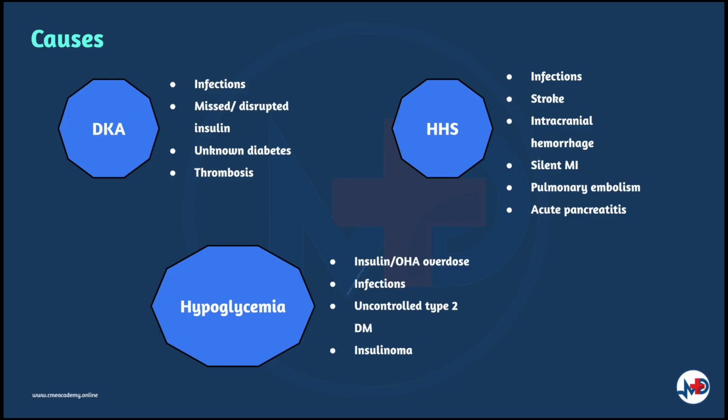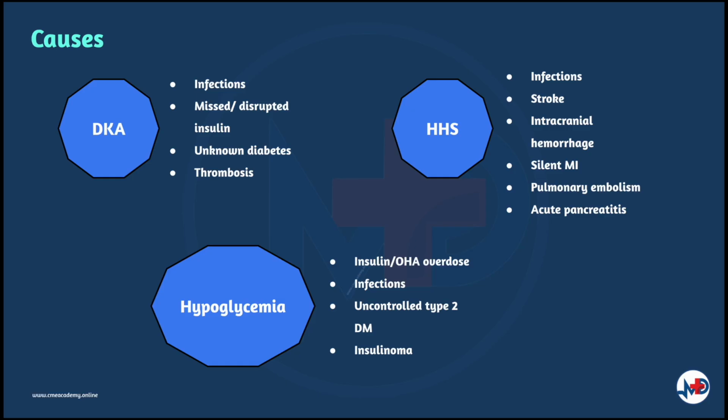Moving on to the causes of these conditions, in the case of hypoglycemia, it may be caused by insulin or oral hypoglycemic medication changes or overdose. Hypoglycemia may also be caused by infections, insulinoma, and uncontrolled type 2 diabetes mellitus with glucose variability. DKA, on the other hand, may be caused by infections, missed or disrupted insulin, previously unknown diabetes, and even thrombosis.